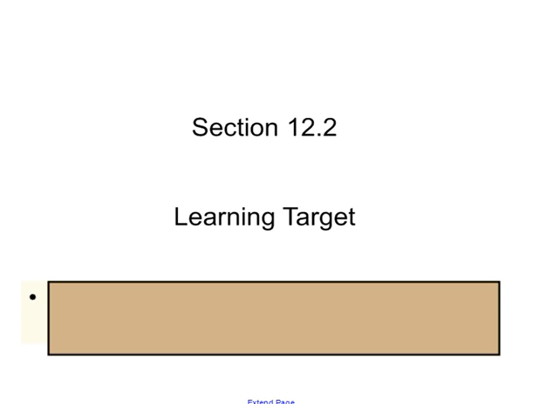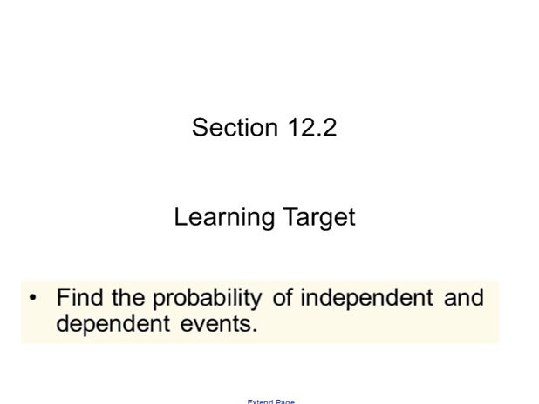We're going to be making the review video for section 12.2. That's chapter 12, section 2. And as always, we start with a learning target. Our learning target for today is to find the probability of independent and dependent events.